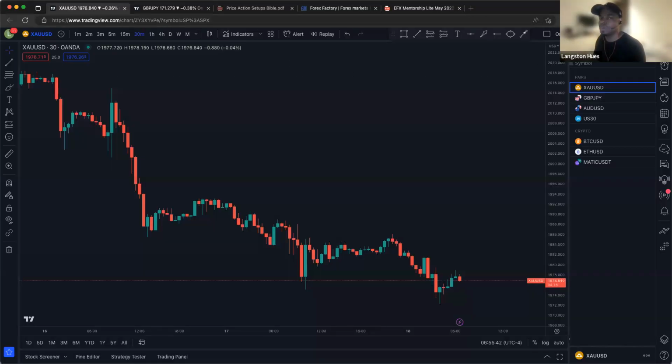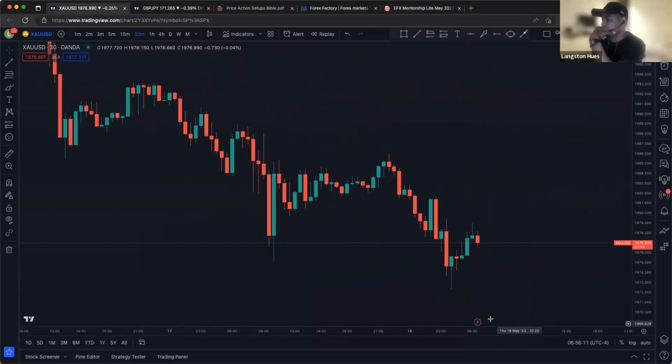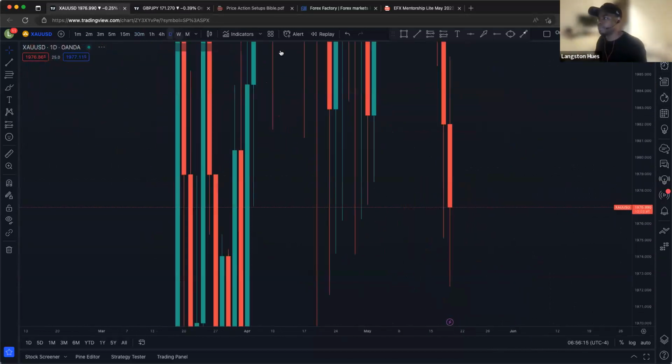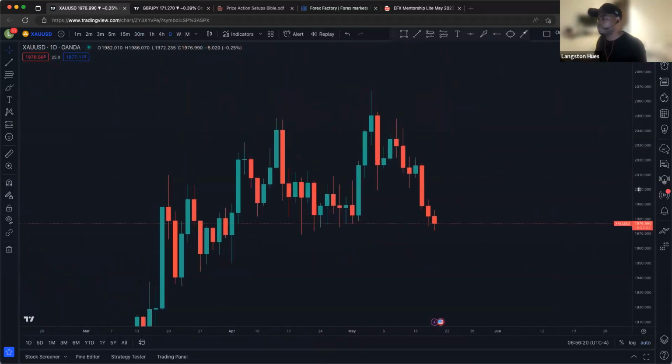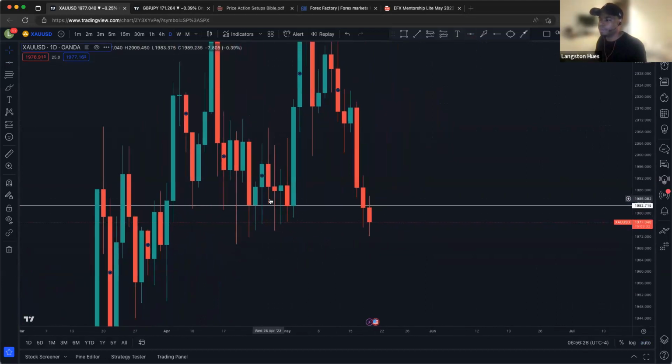So let's get over to our analysis, starting with gold. Let's come over to the daily time frame, as always. Looking to the left of current price, we see there was this level here on the daily. It was respected multiple times, here, here, here. A lot of respect for this level.